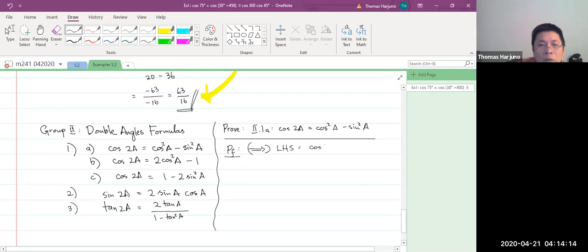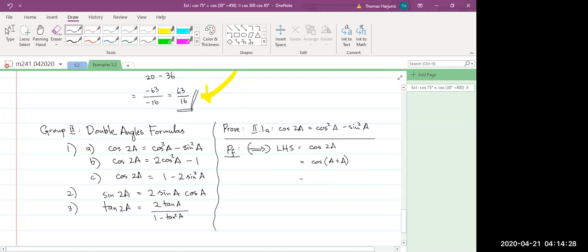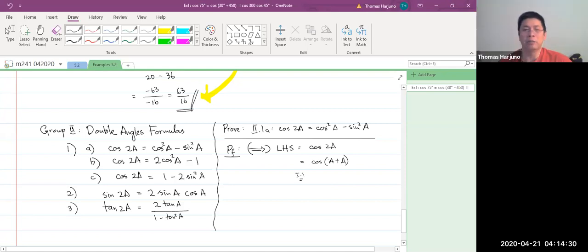That's cosine 2a. But this cosine 2a is basically cosine of a plus a. Are you with me? Yes. So I can proceed with formula 1, replacing the b by a. This is cosine times cosine minus sine times sine, which is basically cosine squared a minus sine squared a.